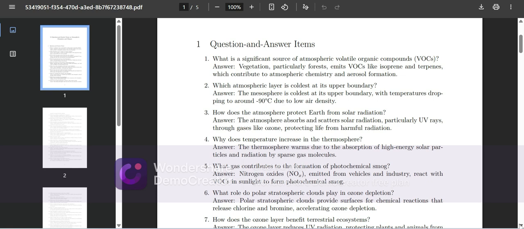How does the atmosphere protect Earth from solar radiation? The atmosphere absorbs and scatters solar radiation, particularly UV rays, through gases like ozone, protecting life from harmful radiation.